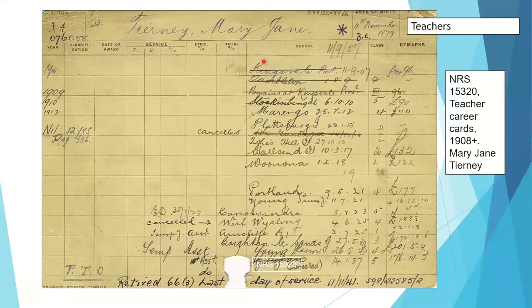So Mary Jane Tierney, she was at Kingsvale, and then she's moved to different schools, including Stockton Bingle, Marengo, Plattsburgh, Tyres Hill, Wallsend, Woonona, Portland Young, Canowindra, West Wyalong. So she's all over the country. Then she comes to Sydney for a short time, Arncliffe, Brighton, Les Sands, before she goes back to Young. Last day of service is 1941. So she's worked from 1907 to 1941.